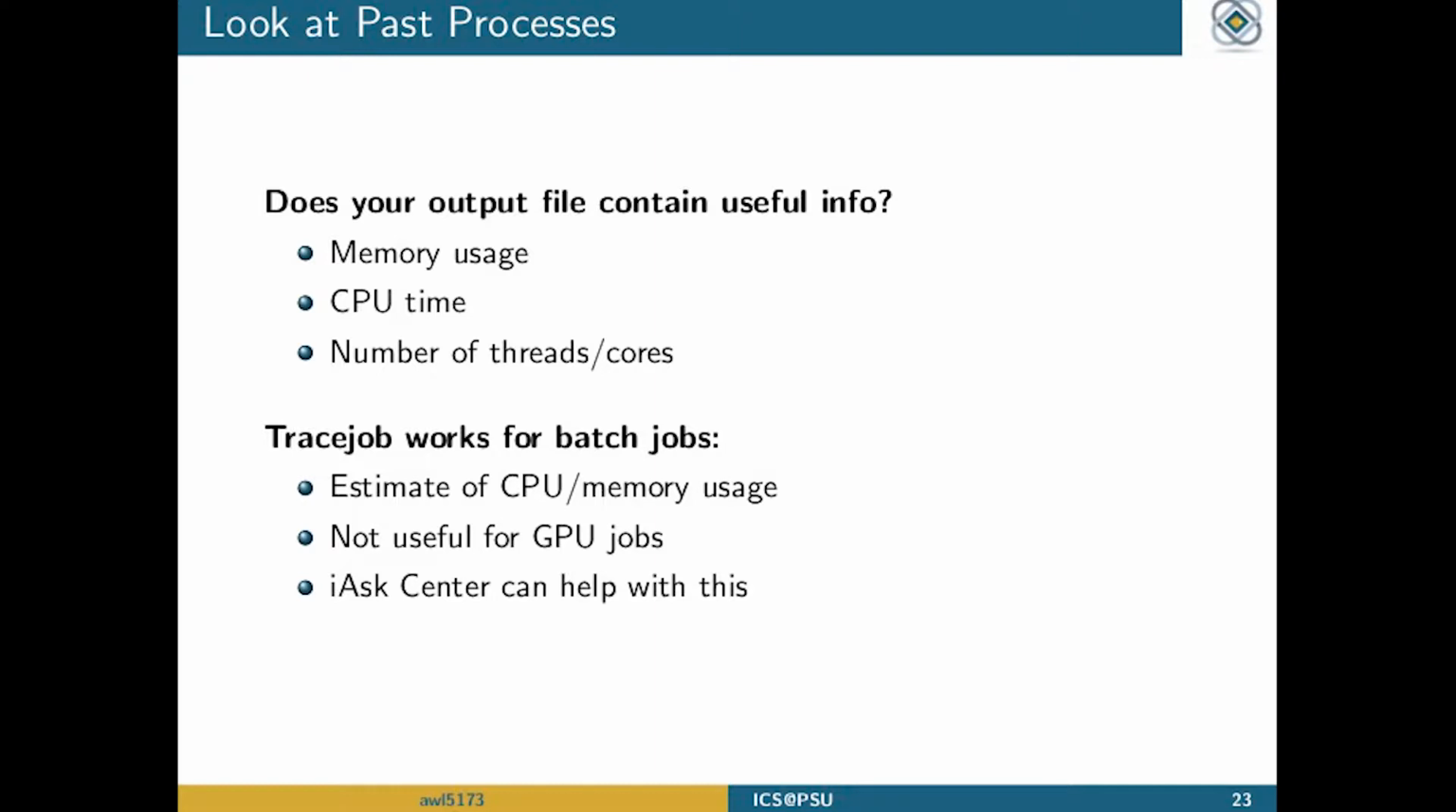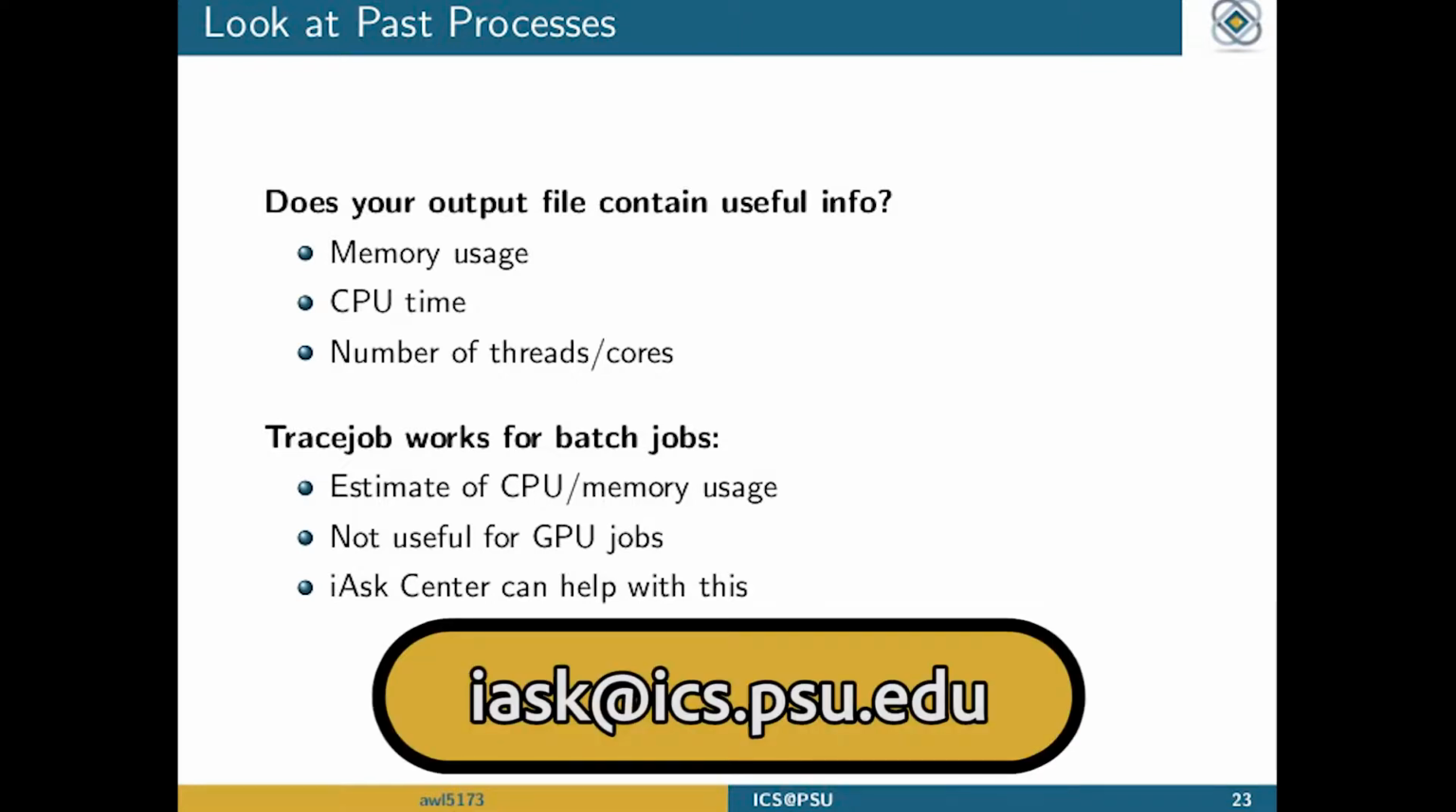For batch jobs, you can get a lot of this information using the trace job command, although I think that right now in ACI, users cannot use trace job, right? We have to log on. So we switched around the way that things work, but we can get you that on your jobs. If you email the IS Center, they can give you the portion of the trace job output that would be relevant for you.